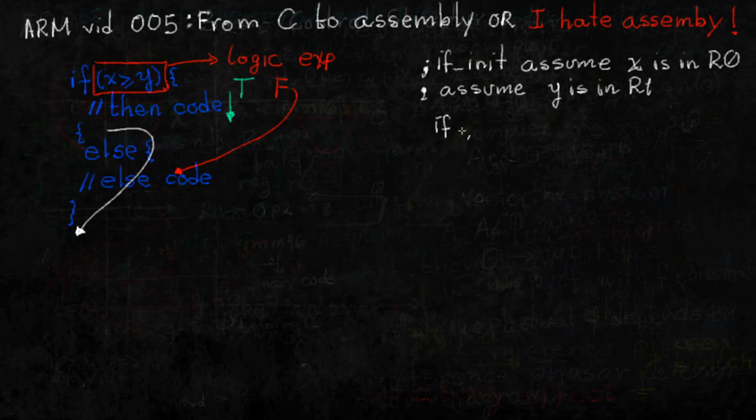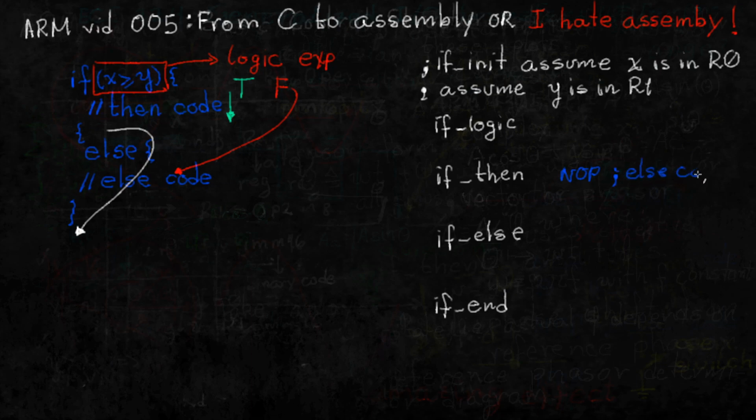Now we need another label, if logic, for the logic statement. If then, if else, if end. So I want to put placeholders for the if then and if else blocks of code. There is a very interesting instruction, the NOP instruction. NOP just does nothing. So I have a NOP as a placeholder for the if then and a NOP as a placeholder for the else code. And I'm going to put a NOP to signal the end of the if then else statement.